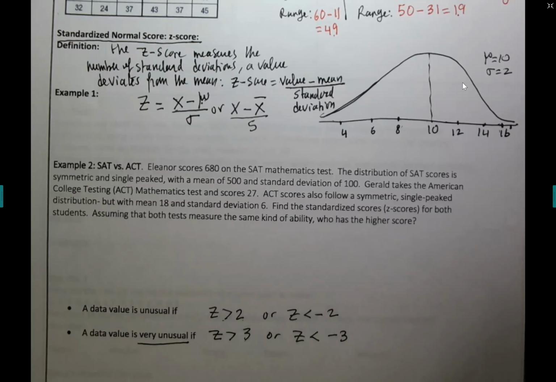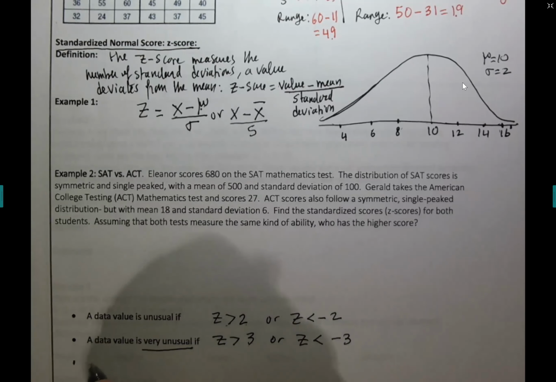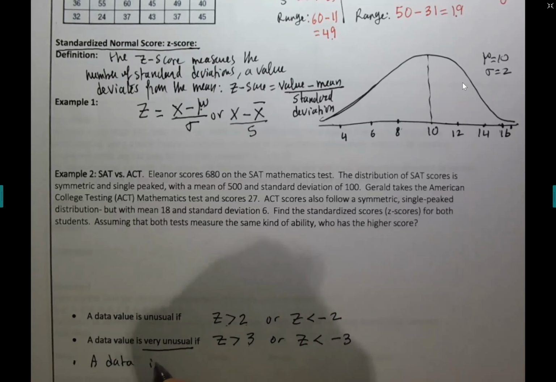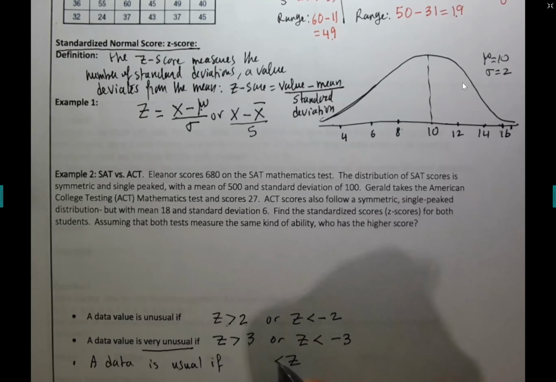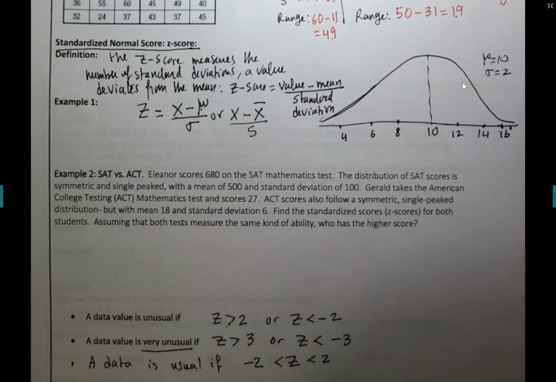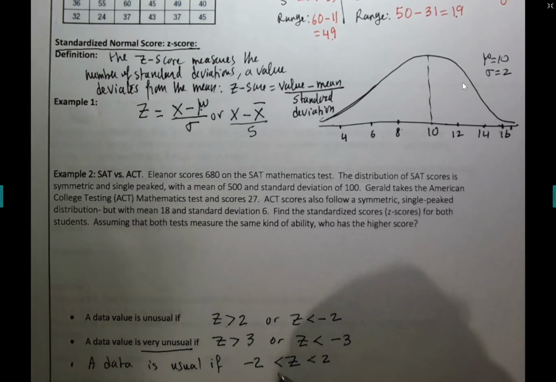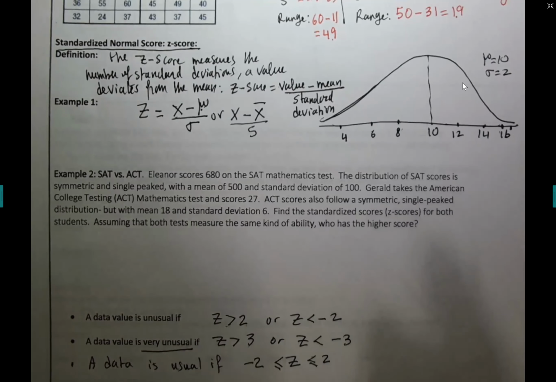In real life, we confine ourselves to no more than 2, 3 standard deviations below or above the mean. Anything beyond that is way too extreme, either high extreme or low extreme. So I'm going to add here: a data value is usual, not unusual, if z is between -2 and 2. You can get between those two values, even the values themselves, and this is usual.